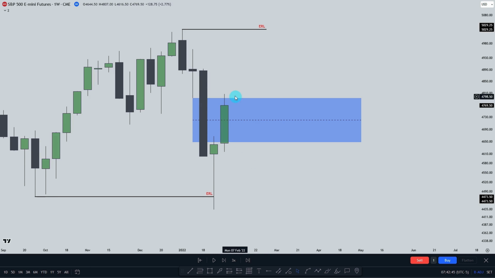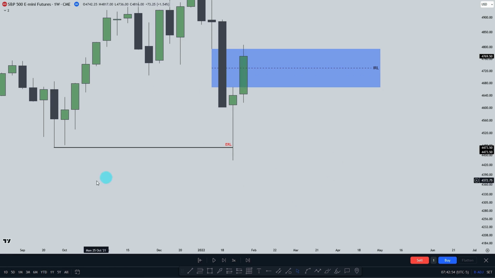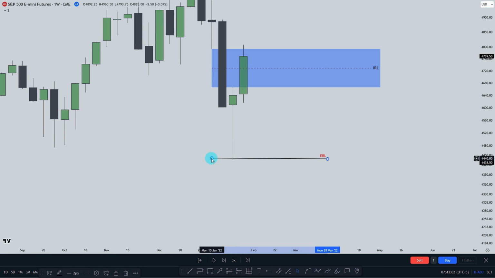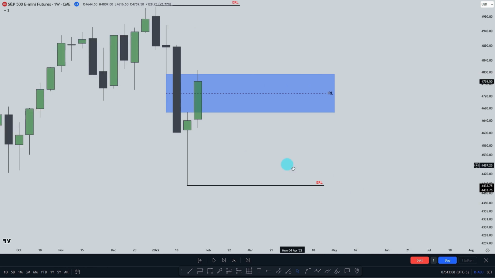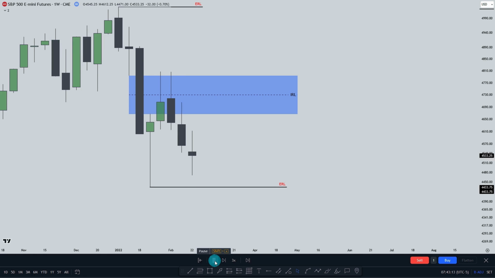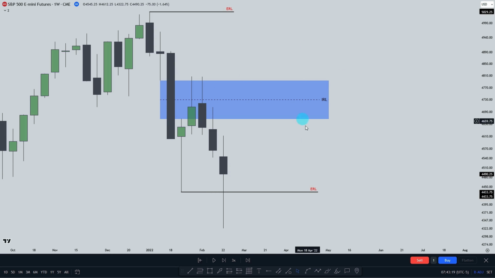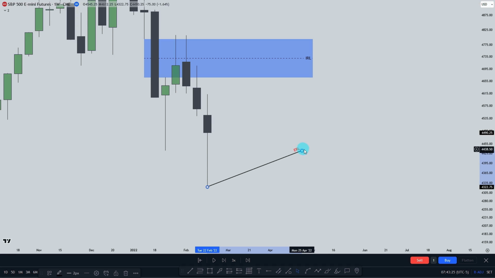And right here price moves up to internal range liquidity, which is right here. And we also created a new low from this low down here. So this is now external range liquidity. So now we want to see price take out this external range liquidity. And right here price takes out external range liquidity and moves from internal range liquidity to external range liquidity. So now this down here is external range liquidity.